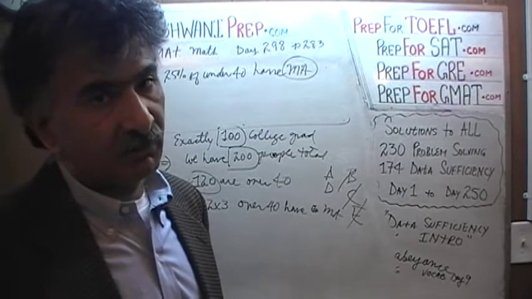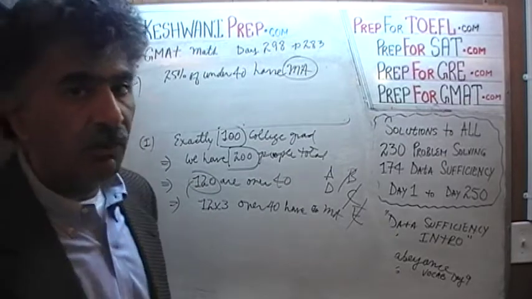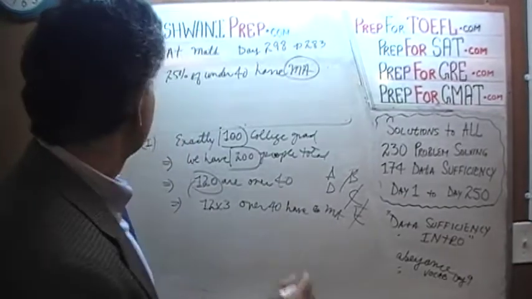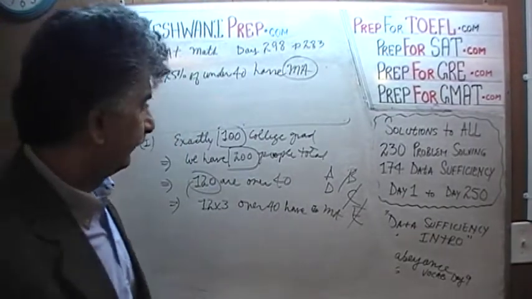This is not enough. This is not going to get us anywhere. This does not enable us to figure out how many people are over the age of 40. Second statement is not enough. The answer is A.